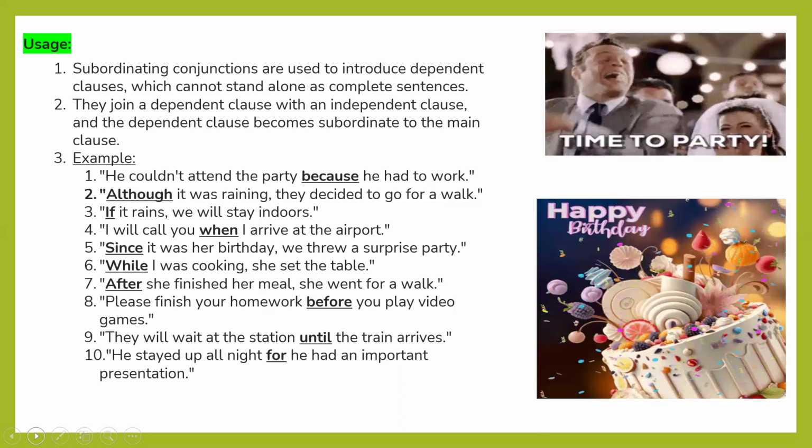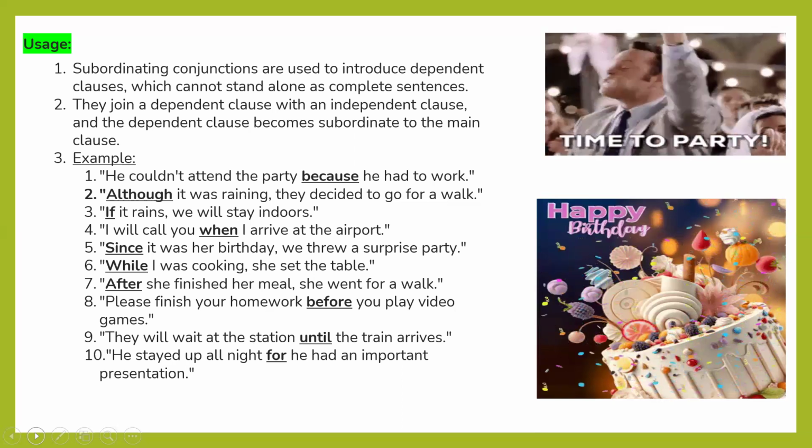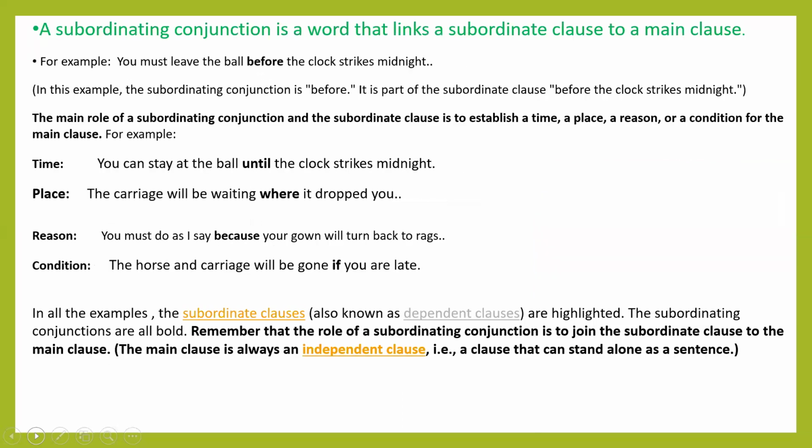He stayed up all night for he had an important presentation. Now, a subordinating conjunction is a word that links a subordinate clause to a main clause, a dependent clause to an independent clause. A few rules of the subordinate clause we have seen in the previous slide also. Here are given the four rules: time, place, reason, condition.